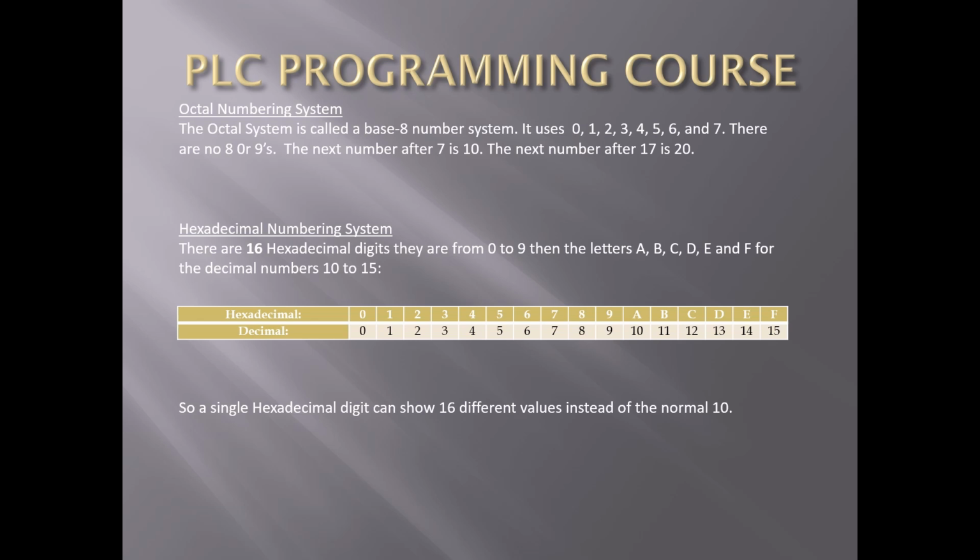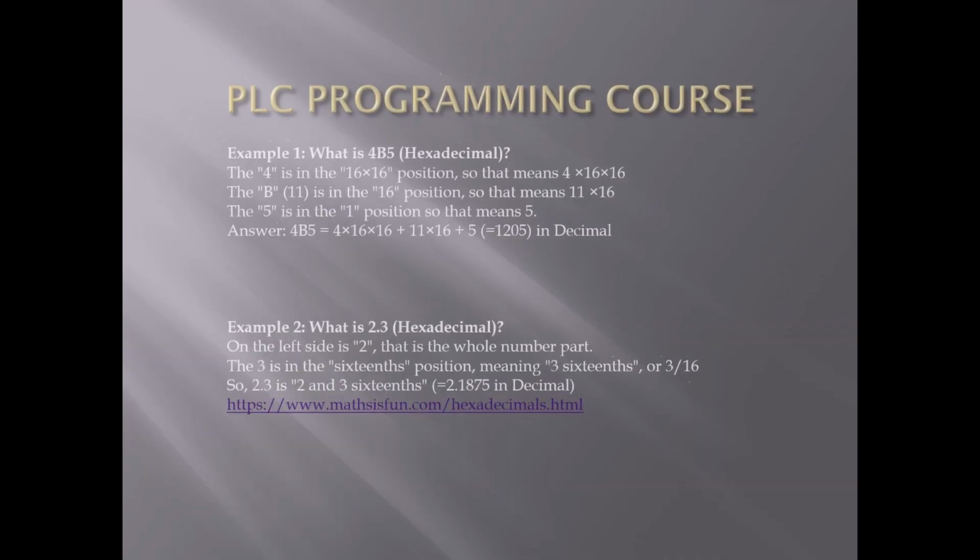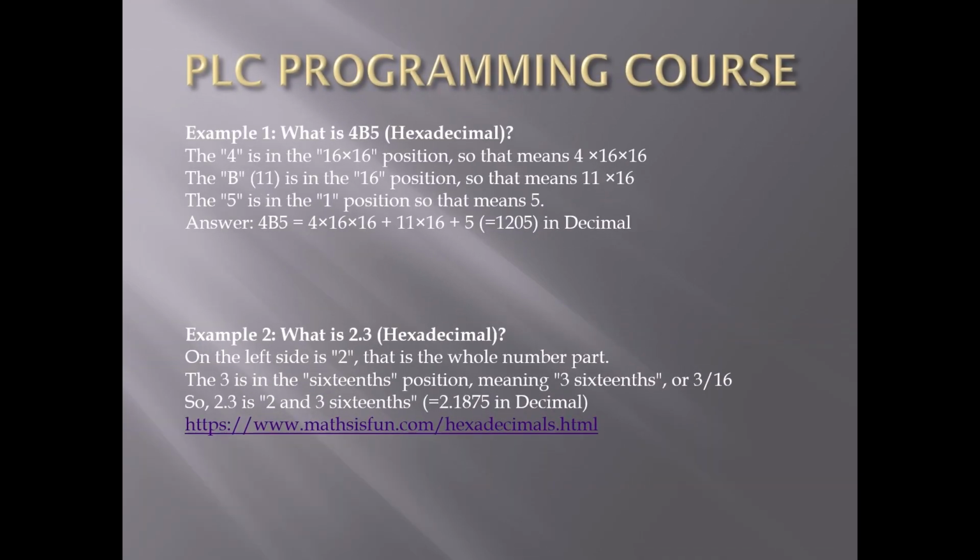Hexadecimal numbering system, there are 16 hexadecimal digits, and they are from 0 to 9, and then the letters A through F represent the numbers 10 to 15. So a single hexadecimal digit, boy, say that 3 times fast, can show 16 different values instead of the normal 10. And the purpose of this course is not to teach hexadecimal or octal or binary. It's simply to show you the representations of how the PLC uses these systems.